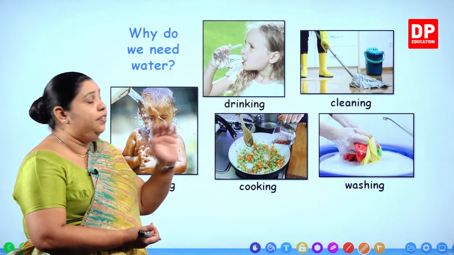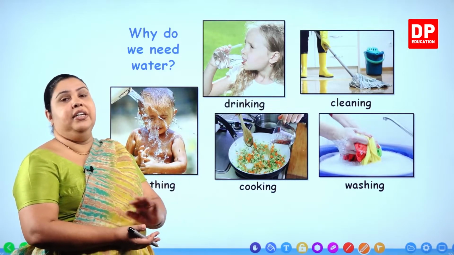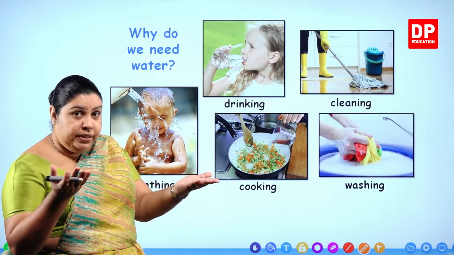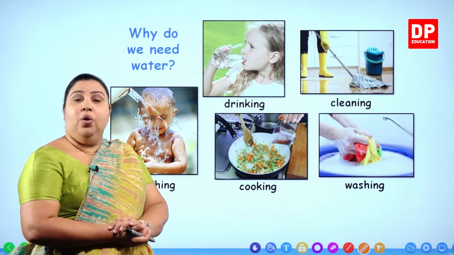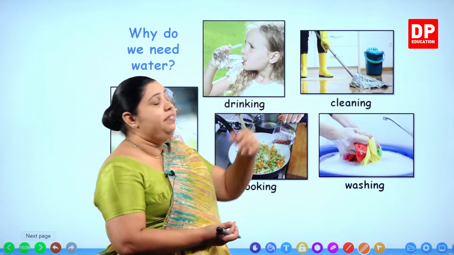So we need water for all types of washing. Washing in the kitchen, washing our laundry. All those things need water for cleaning. For cleaning, especially we need water.